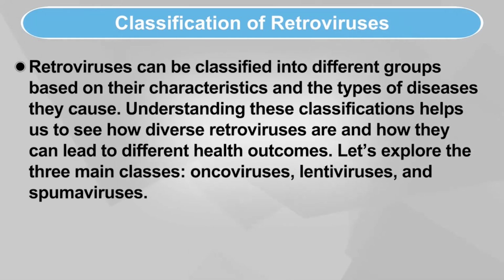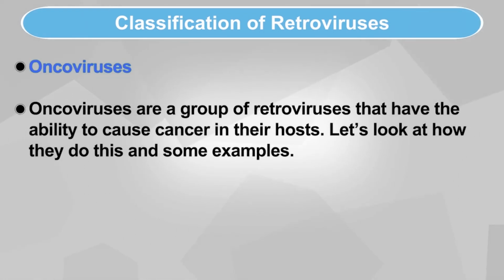Now, briefly we will look at the classification of retroviruses. Retroviruses can be classified into different groups based on their characteristics and the types of diseases they cause. Understanding this classification helps us see how diverse retroviruses are and how they can lead to different health problems. Let us explore these main classes. They are oncoviruses, lentiviruses and spuma viruses. First, we will look at the oncoviruses.